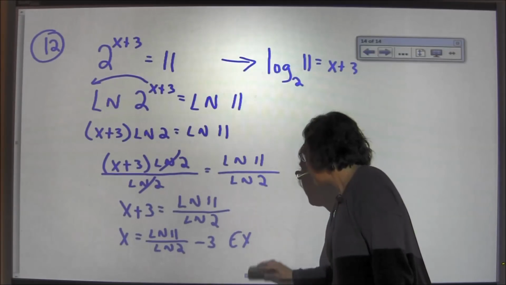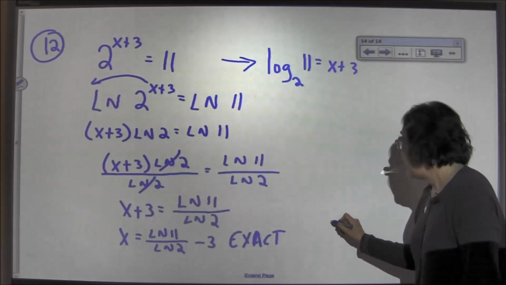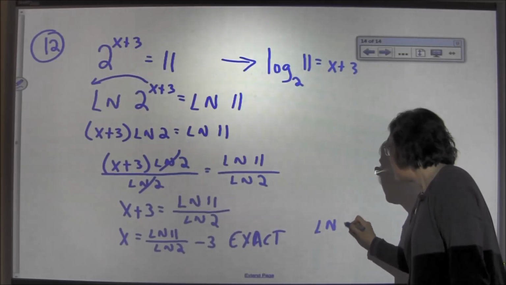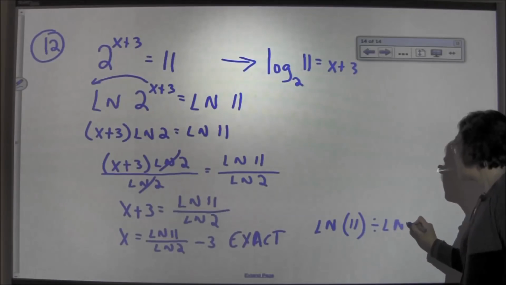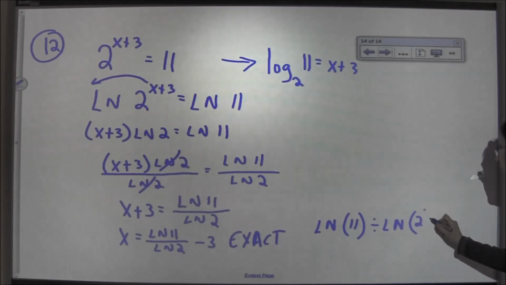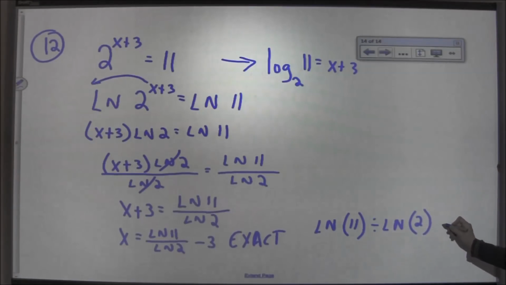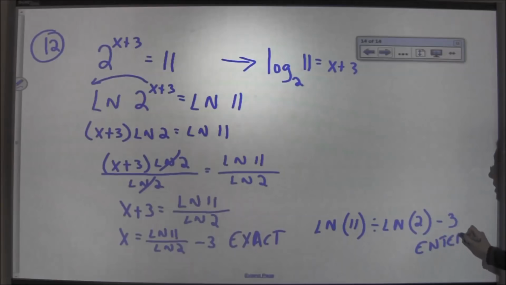Now, if you're not careful, though, in getting the approximate answer, remember, you need to go natural log, and you've got to close that parenthesis. And then natural log, and the first parenthesis pops up, and you type in the 2, but you need to close the parenthesis. And then minus 3, and then enter. And you can get an approximation and you can check it.